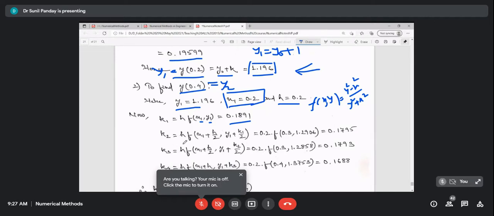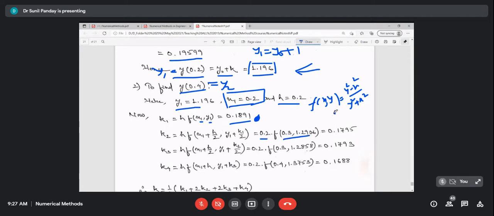So after substituting and simplification you will get this one. Then similarly in k2, instead of x naught we have x1 plus h by 2, and instead of y naught we have y1 plus k1 by 2. K1 we will take from here now, in this case, not from the previous step. And then 0.2 times f of (0.3, 1.2) this, and then we'll apply this definition, and after simplification we have this one.